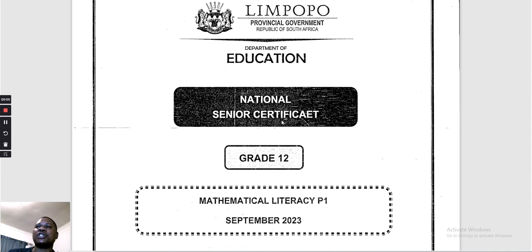Today I will be doing with you the prelim of September 2023 that was written in Limpopo province for matric in mathematical literacy paper 1. So this is going to be part 1 of this paper 1. Okay, so let's get into it.